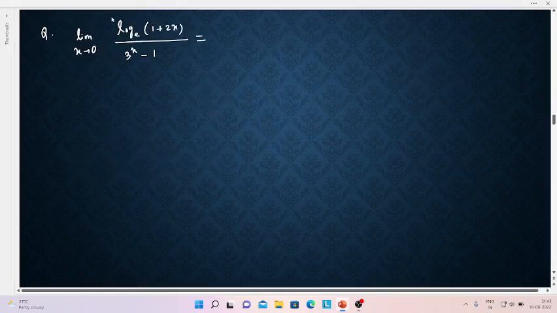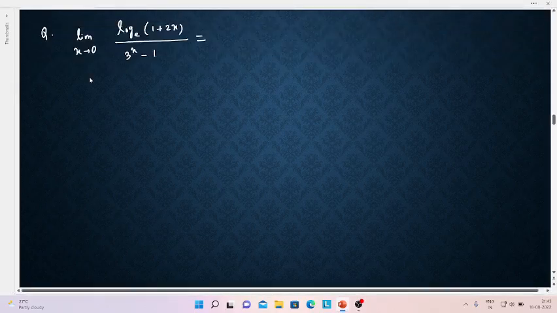So let's move to another question. This is also a very nice question. The question says limit x tending to 0 of log(1 + 2x) base e upon 3 to the power x minus 1. So can you tell me what will be the value of this particular limit? Just try to do it by yourself. After that I will give you the solution, right?